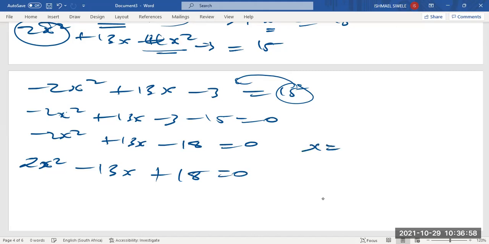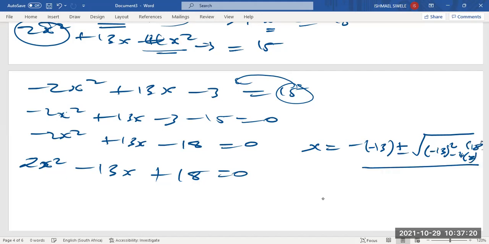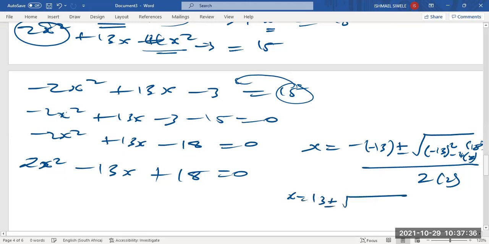Factorizing is a problem. Don't stress yourself with trying to factorize. Simply use the quadratic formula. So when I have negative b, which is negative 18, plus minus the square root of b squared, that is negative 18 squared, minus 4a, that is 2, c there, it's 18. I'm giving you an idea, you're seeing it, right? It will be negative multiplied by negative 18, that is 18, plus minus the square root of everything. Remember what I do? I just punch everything inside the calculator, right? So negative 18 squared minus 4a, that is 2, c, that is 18, right?